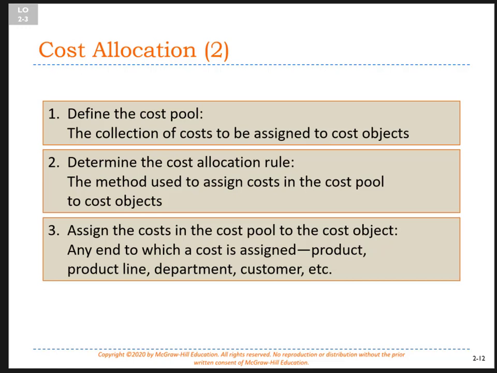So our basic principles are, you define the cost pool. So what collection of costs? It might be all utilities. It might be gas, electric, the whole thing. And then you assign the cost in that cost pool to cost objects. So you say, okay, I spent this much for the year on electricity, and I made this many batches of cookies.